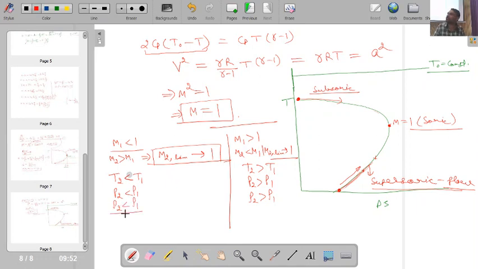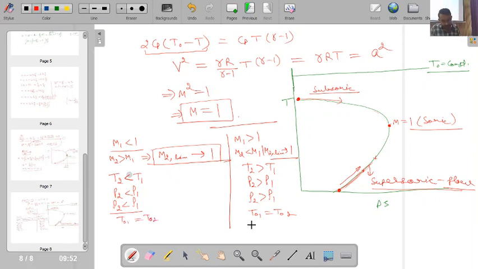So that is something which we will get for subsonic flow, and for supersonic flow, T2 will be greater than T1, P2 will be greater than P1, and rho 2 will be greater than rho 1. And in both cases, T01 will be equal to T02, stagnation temperature has to remain constant.